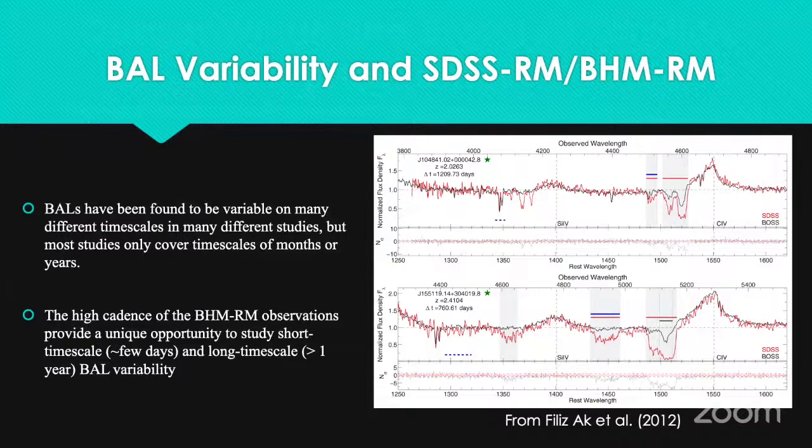Usually, when people are studying BAL variability, they have a handful of spectra that are usually spread out across a few years. And you can learn a lot from that too, but now we have hundreds of spectra spread over a decade. And so this is a whole new opportunity for us to examine the variability with this kind of data set that people haven't really had before.